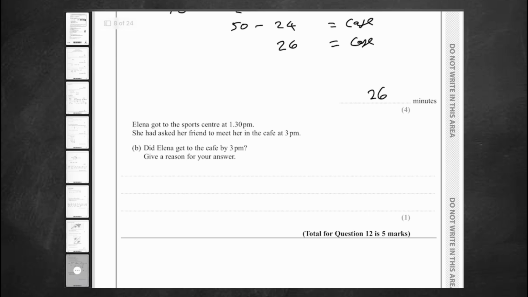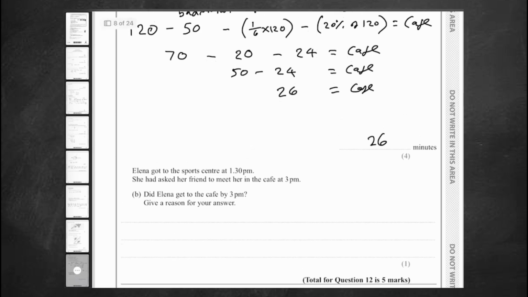Elena got to the sports centre at 1:30 p.m. She had asked her friend to meet her in the cafe at 3 p.m. Did Elena get to the cafe by 3 p.m.? Give a reason for your answer.